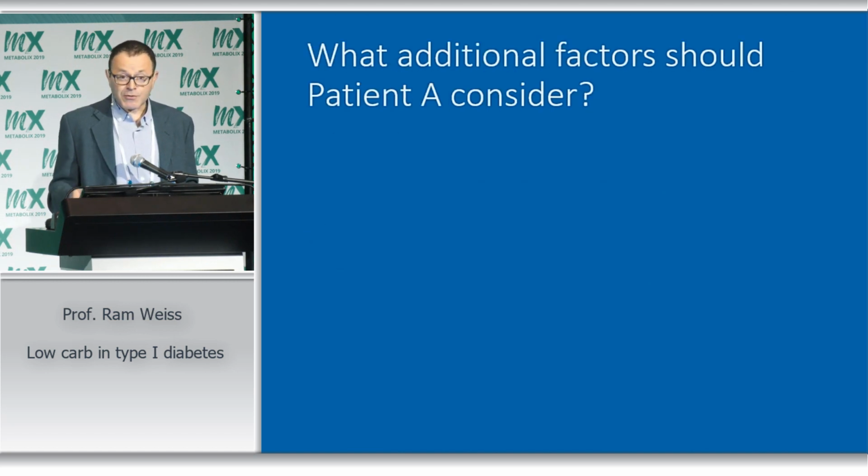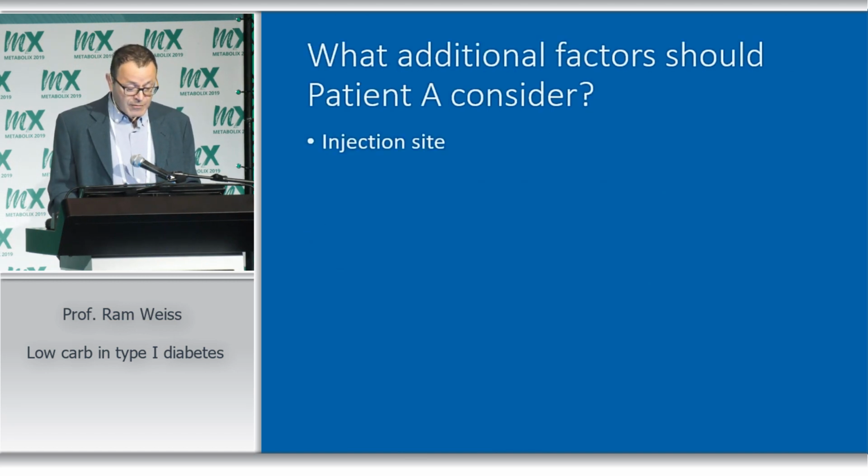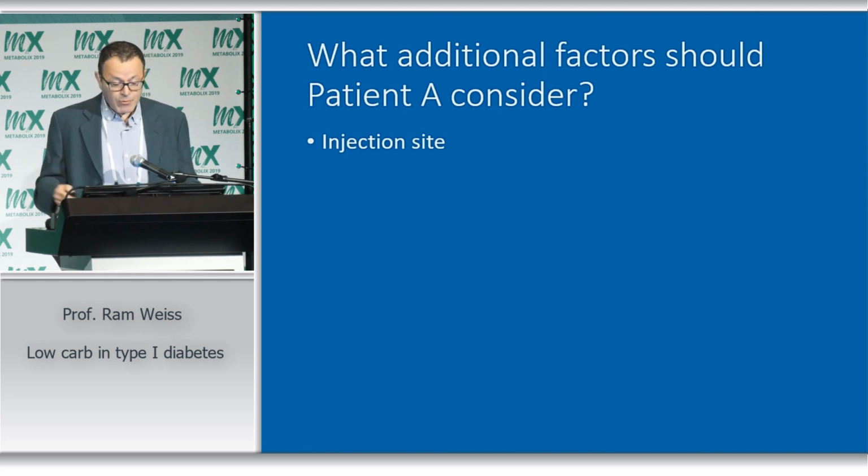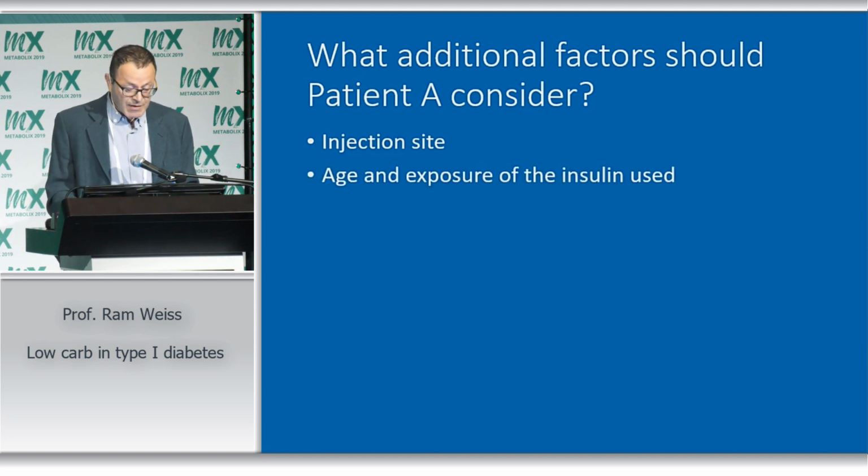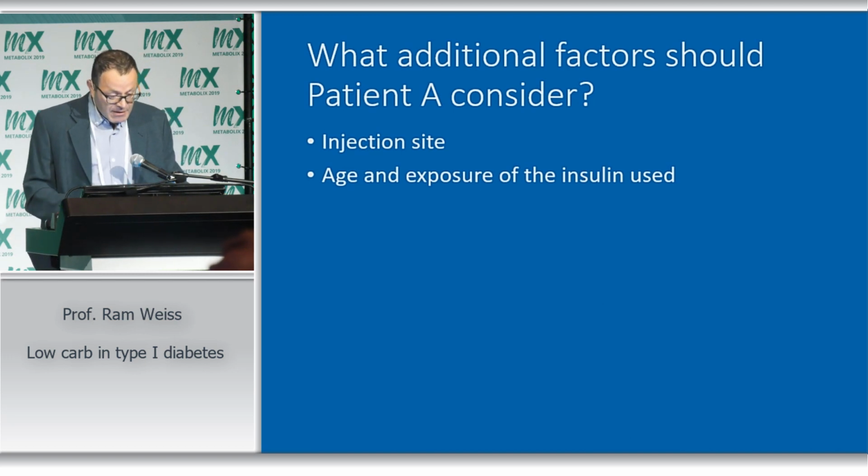What additional factors should patient A think about? First of all, where is the injection site? Is it the arm, the stomach, the belly, whatever? Is it the same site all the time, or are they transitioning the sites? What's the age of the exposure of the insulin that they're using? I'll talk about that in a moment.